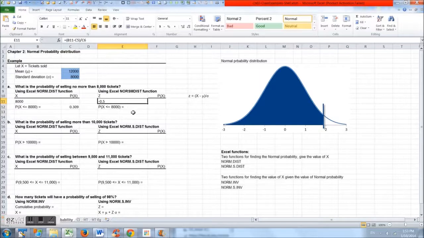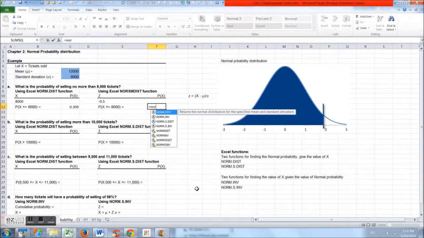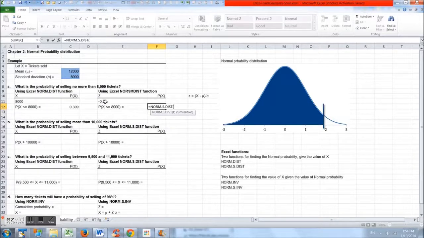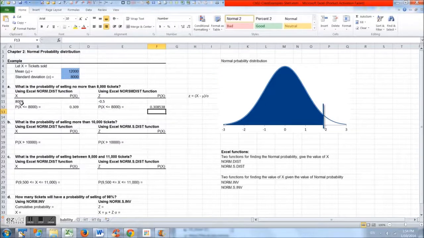Now, since we have already found the z value, we're going to be using the z value. We use norm.s.dist, and now we give the value of z, and once again, whether we want the cumulative probability or simply the height of the normal function, and as I said just a minute ago, we always want the cumulative probability. And of course we get the same answer because these are two different ways of getting normal cumulative probability.